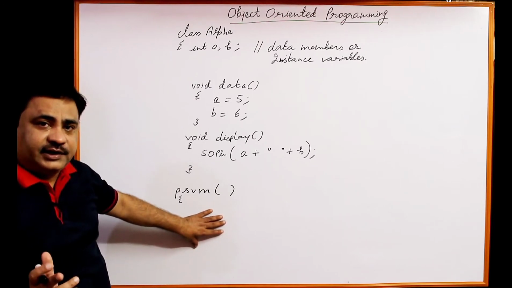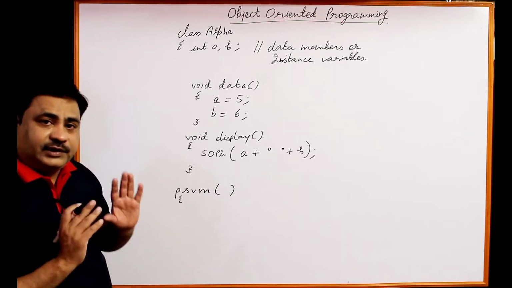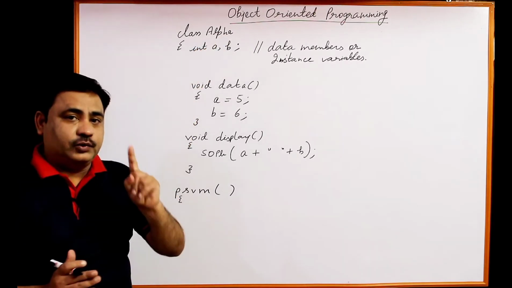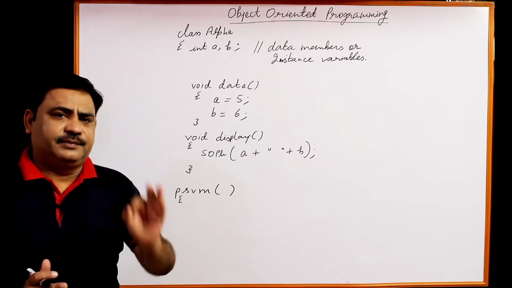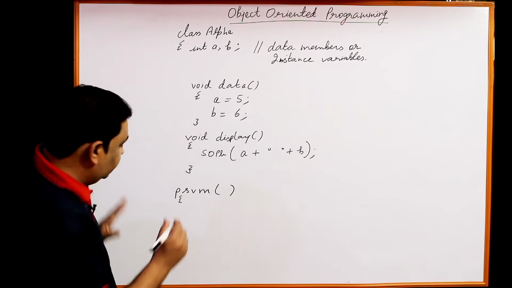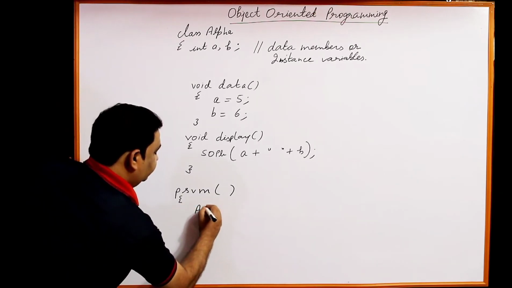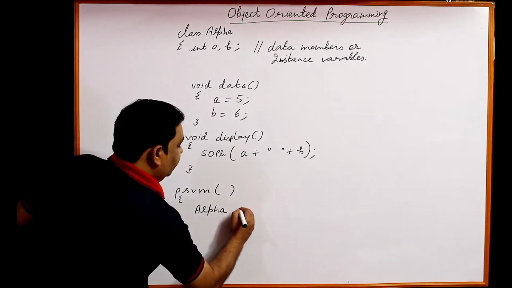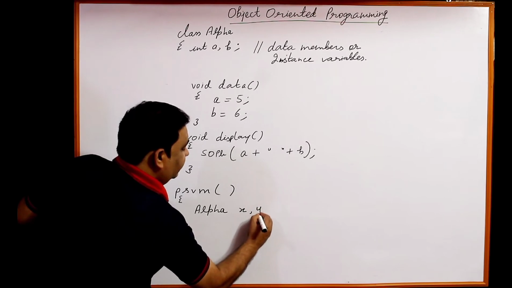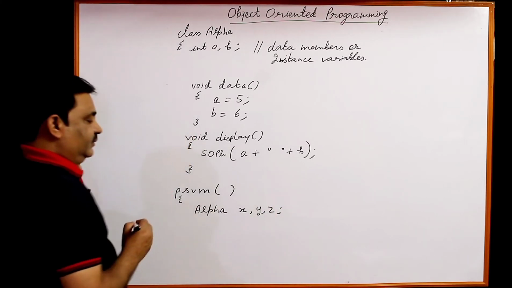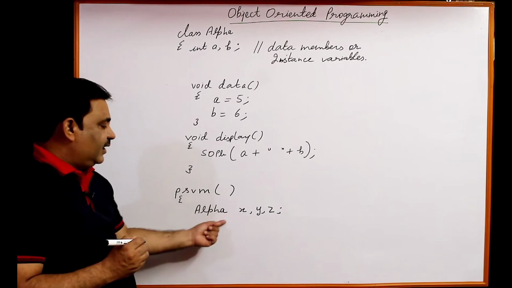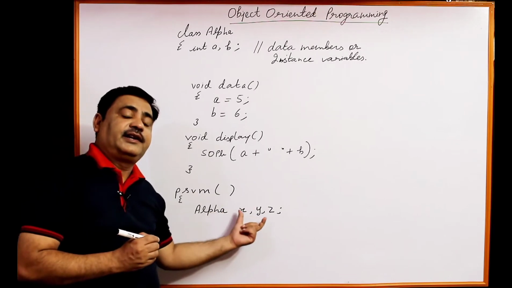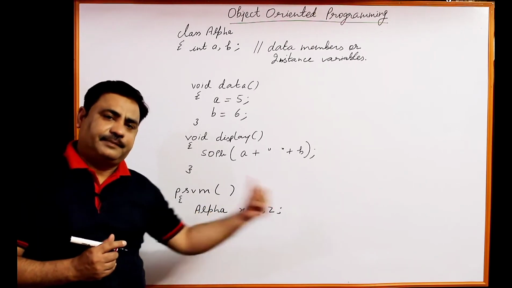Now try to understand how we can create the object here with the help of class name. As I told you, class name is a user defined data type. Suppose class name is alpha and alpha is a data type. So if it is a data type alpha, then you can declare variables like x, y, z. If in place of alpha I write int x comma y comma z, we can declare any number of variables of integer type.